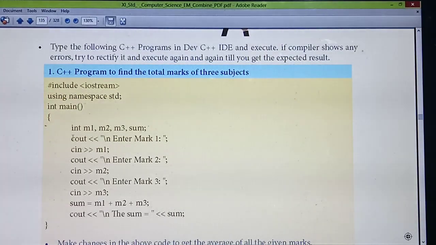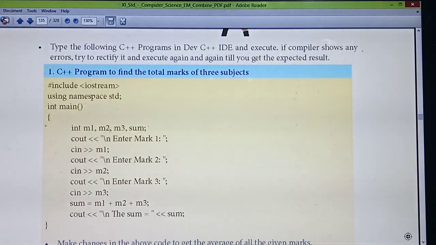What is meant by data type? A particular thing belongs to which kind of data: a number, a character, a string, or a point number. Numbers you mention with data type int. Point numbers you mention with float. So numbers you should mention in which data type? int.